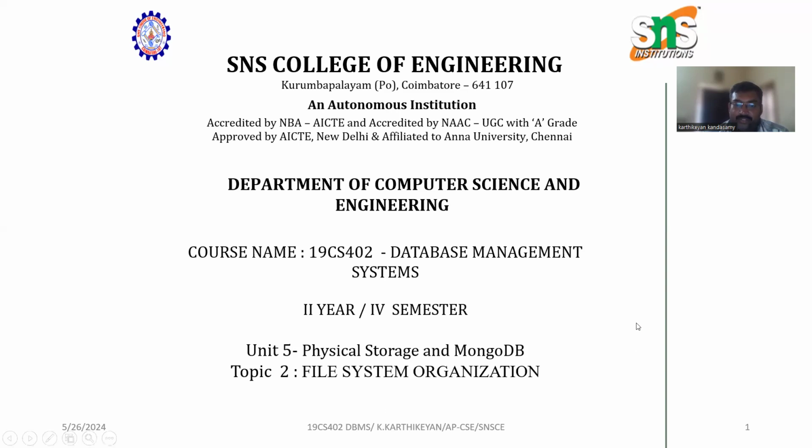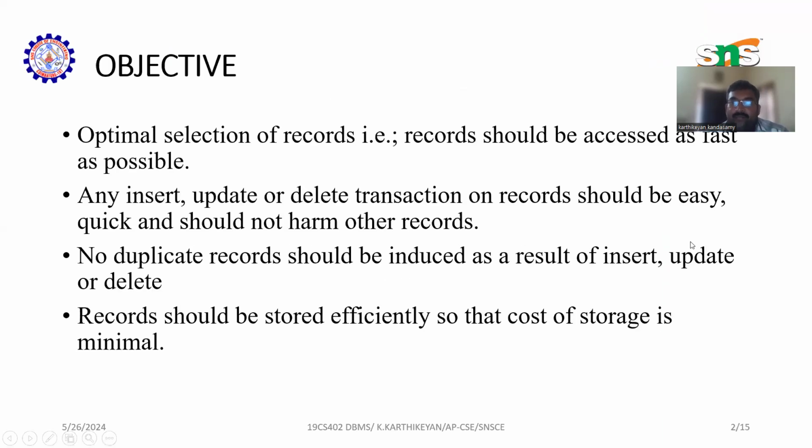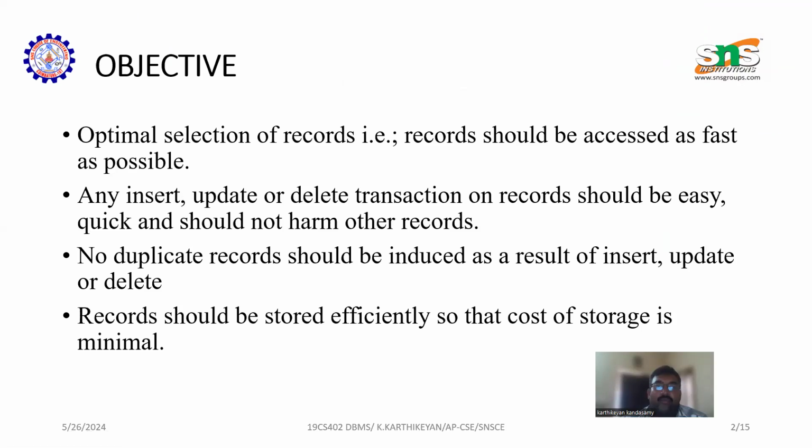What is file system organization? The main objective of file system organization is optimal selection of records, that is, records should be accessed as fast as possible. Any insert, update, or delete transaction on a record should be easy, quick, and should not harm others. No duplicate record should be introduced as a result of insert, update, or delete. And records should be stored efficiently so that the cost of storage is minimal.